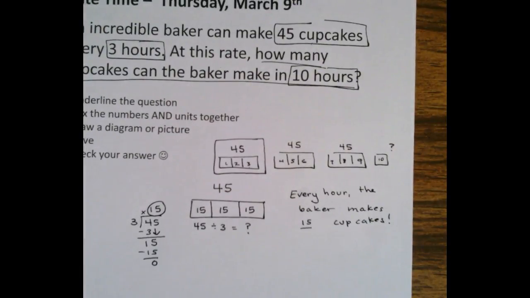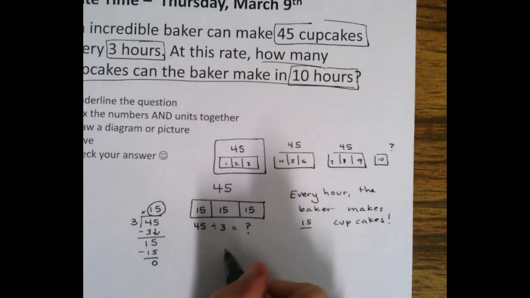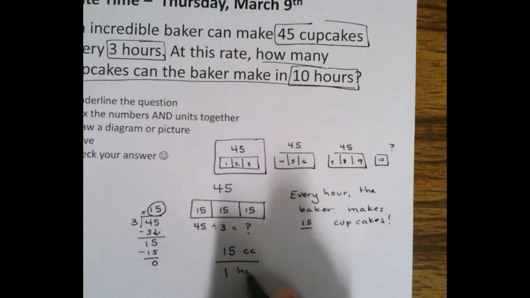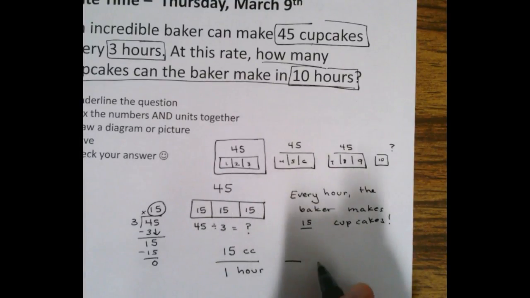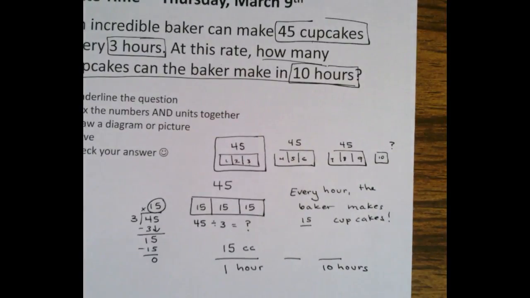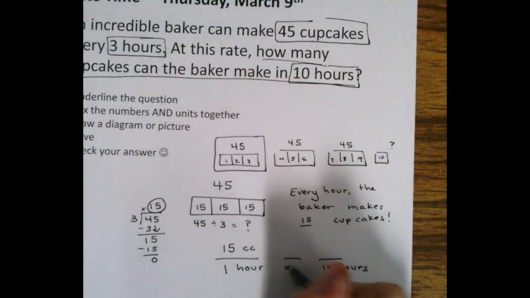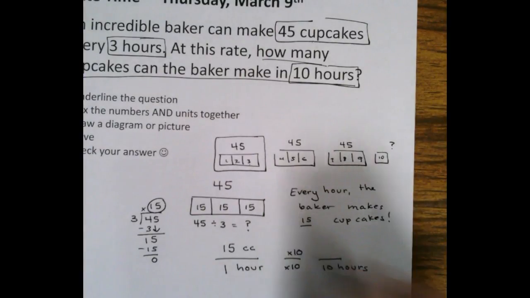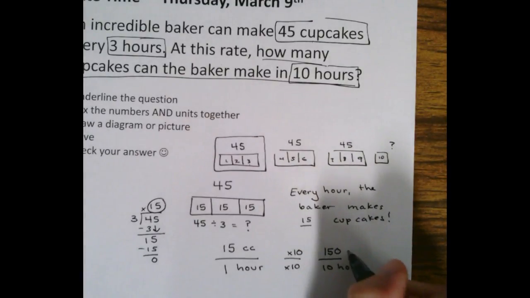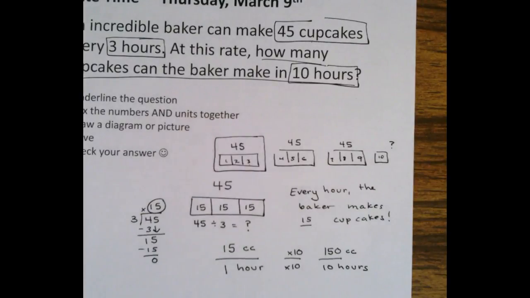Okay, so we know that we have 15 cupcakes every 1 hour. But we're trying to figure out 10 hours, because that's the important prediction that we're trying to make. So I know from 1 hour to 10 hours, I need to times by 10. And do the same thing to the numerator and the denominator. So 15 times 10 makes 150 cupcakes. Booyah! That is one awesome baker that I would love to have as a friend, because I can get me some 150 cupcakes.